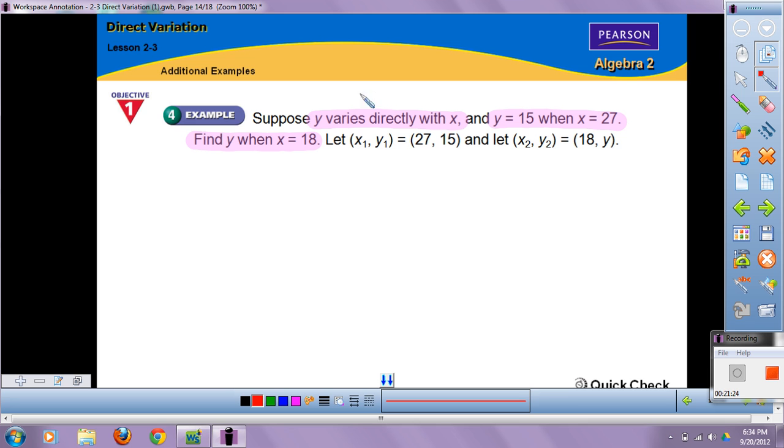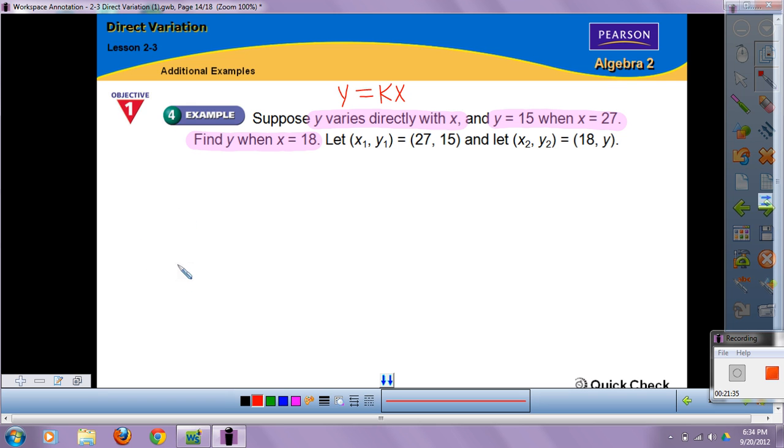Okay, so they're telling you it's a direct variation. If it's a direct variation, then just like in example 1 when we had all those coordinates in a chart, we knew that the k was always the same. For it to be a direct variation, your k has to be the same. So again, how do you find k? K is y divided by x. So if your k's are equal, this is a direct variation.